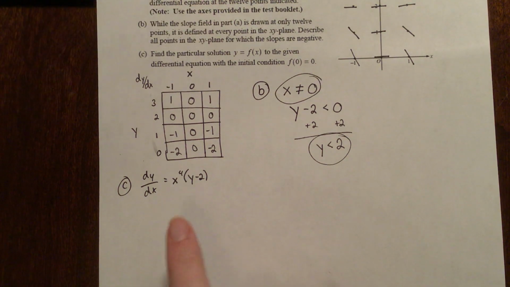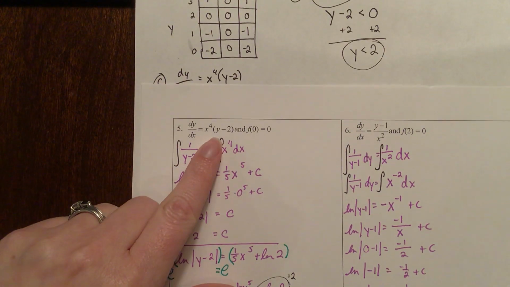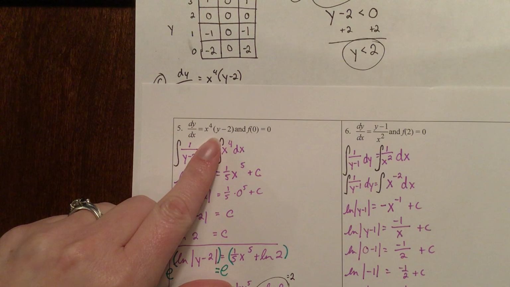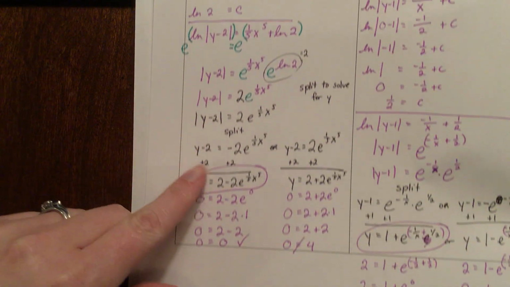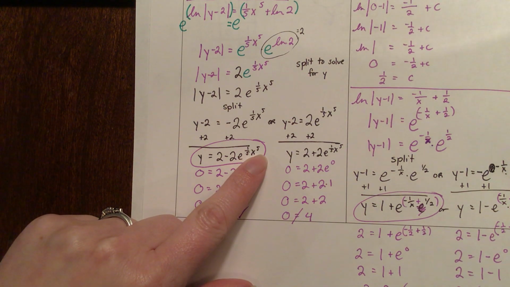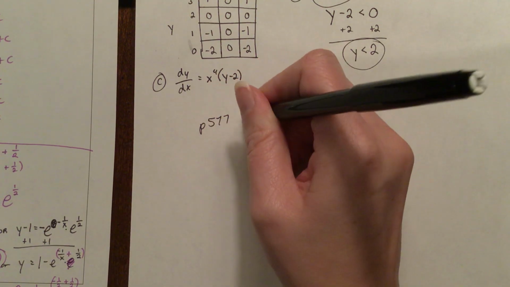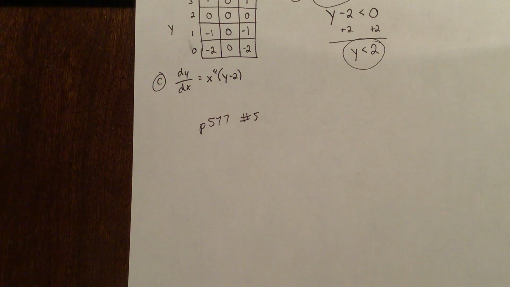Okay, this is the exact same problem as a few pages ago in a different lesson. This was this problem over here. Okay, if you want to go back, go ahead. It's this exact same thing. We end up with 2 minus 2e to the 1/5 x to the 5th power. So this was page 577, number 5. So either you try it yourself, and then you should get that answer, or go back and rewatch that video. There's no point in me making that video again.